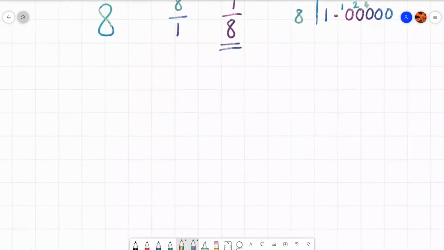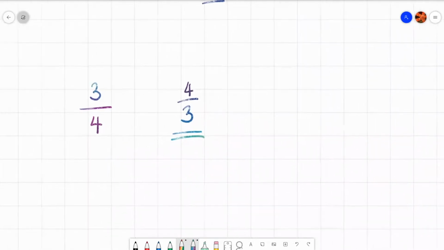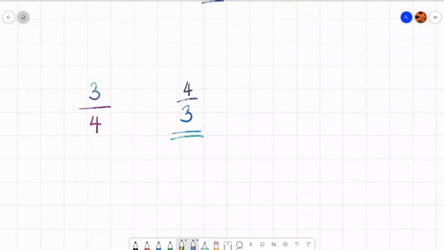Okay, let's have a look at another example. We're looking at 3/4. Remember, reciprocal is flipping the number over. That's how you work it out. If we flip 3/4 over, we end up with 4/3. Okay, and that is your answer. But you might be asked to work this out as a decimal, so we will do that now.